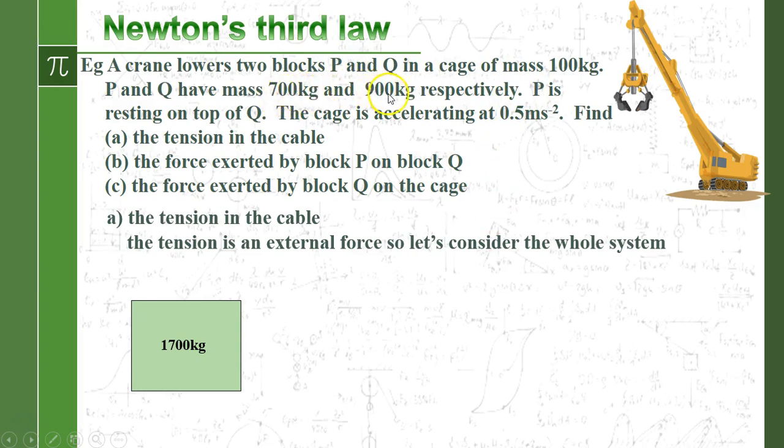So there's my cage, and it's got a total mass of 1,700 because my cage has got a mass of 100, two blocks 700, 900. So there's my 1,700 kilos.